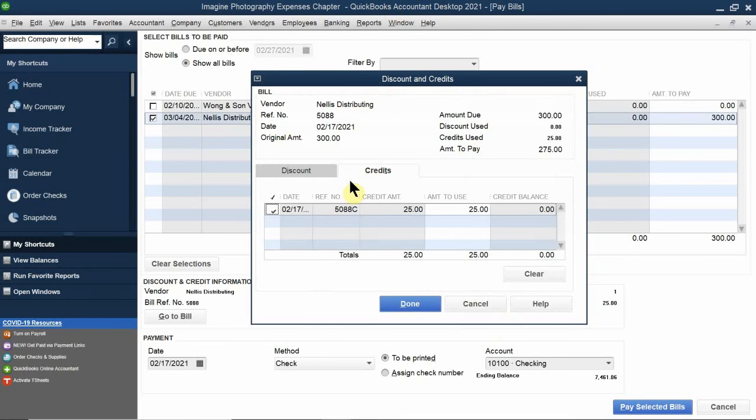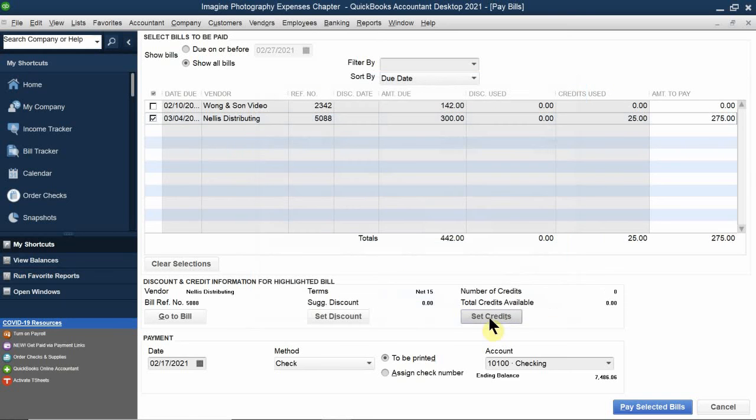So that's where you actually have to go down here, and you're going to have to set that credit. When you set this credit, same thing as what we did prior to this, you're going to select the credits that you want to apply, and you're going to click done. And what's going to happen is, boom, it applied the credit, and now you only need to pay $275. And you could choose whenever you want to pay, check, to be printed, and so on and so forth. So that's how you apply vendor credits.